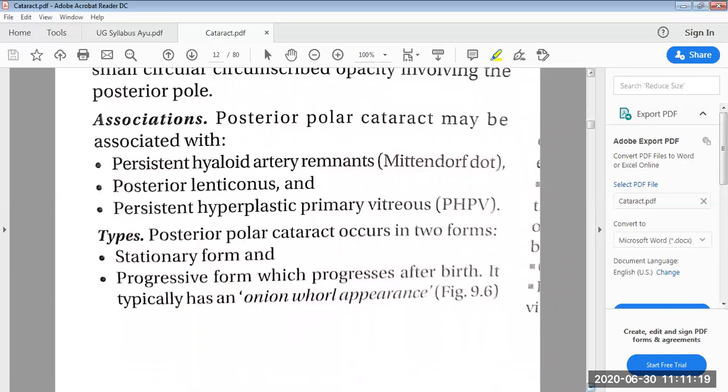Then the types of posterior polar cataract. The posterior polar cataract occurs in two forms: the stationary form, and the second one is the progressive form, which progresses after birth, and it typically has an onion ring appearance.